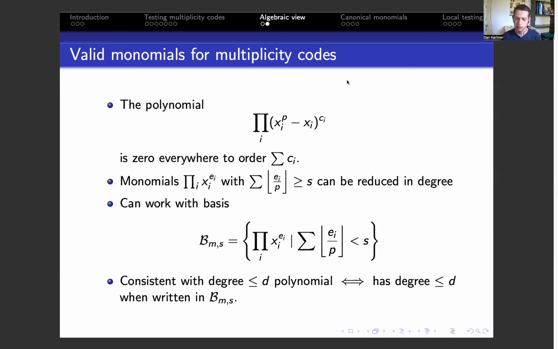And basically, when we're looking at things algebraically, saying the polynomial has degree at most d is the same as saying that when written in this basis, no monomials with degree larger than d are involved. So we don't need to think about the table and its values. We just need to think algebraically.